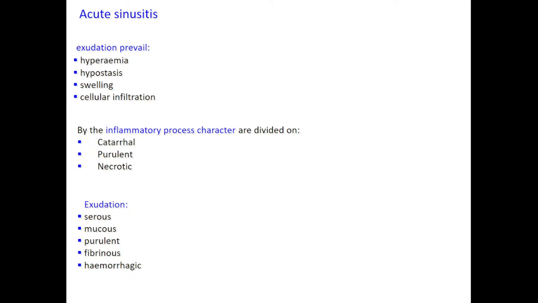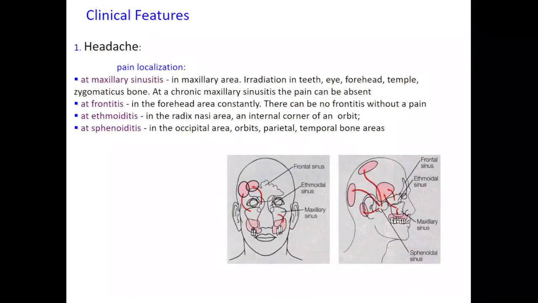Also, there may be different types of exudation, as you can see in this picture. Clinical features. Clinical features for all sinusitis are almost the same. Firstly, it may be headache or face pain. Pain localization in maxillary sinusitis will be on the projection of the maxillary sinus. There may be irradiation to the teeth.